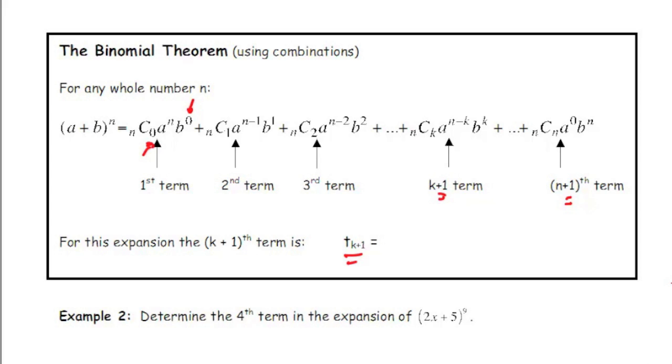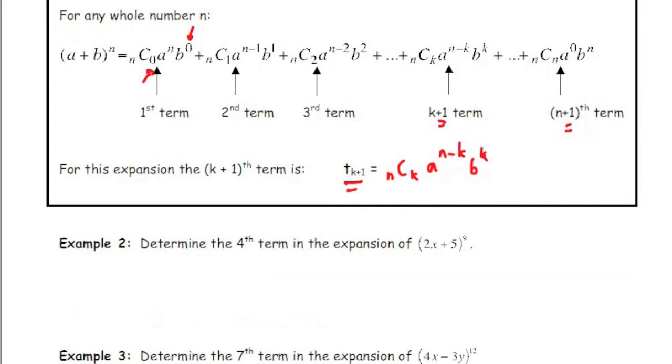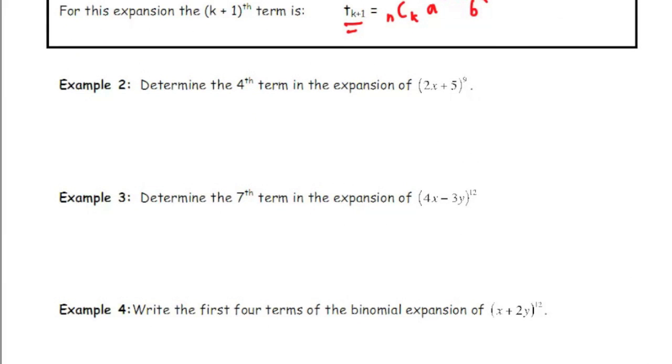Now, there is a really useful equation here, and that's the idea of what if you want to find a particular term? This idea of t sub k plus 1 is equal to n choose k, a to the n minus k, b to the k. What this does is tell you what any individual term within your expansion actually is. Let's give you an example of what I mean by that.